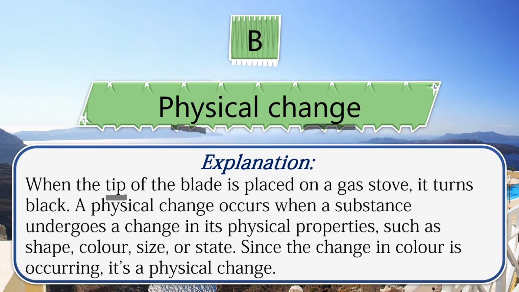When the tip of the blade is placed on the gas stove, it turns black. A physical change occurs when a substance undergoes a change in its physical properties, such as shape, color, size, or state. Since the change in color is occurring, it is a physical change.